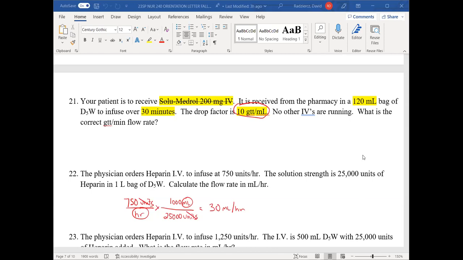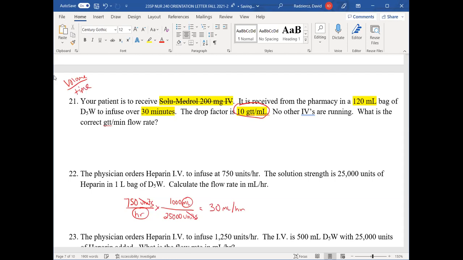So the trick with this one is knowing that there's extra information in here that you don't need in order to solve this equation. When I'm looking for flow rate, I need two pieces of information. I need the volume and I need time.